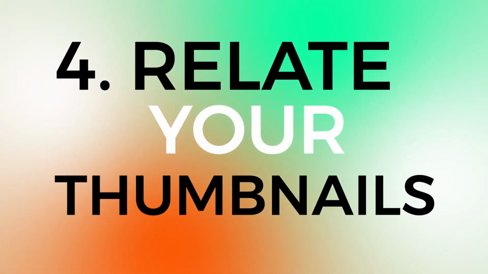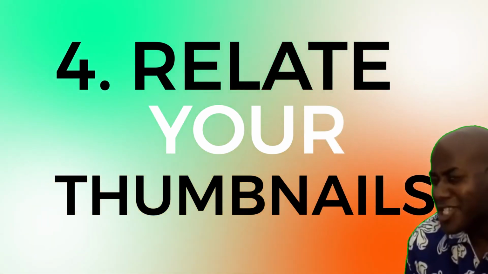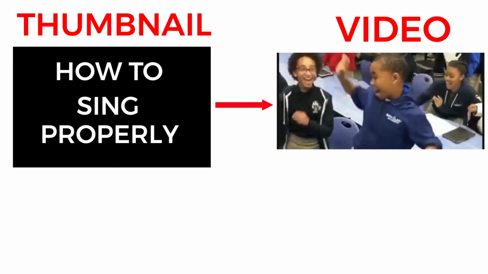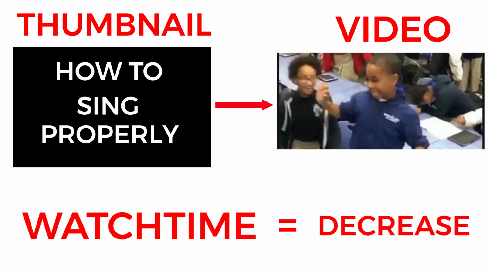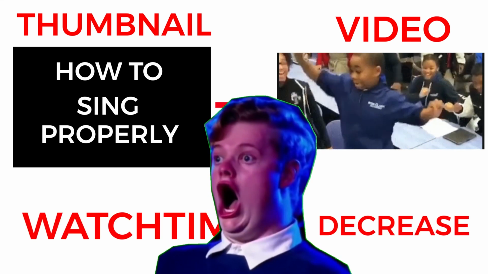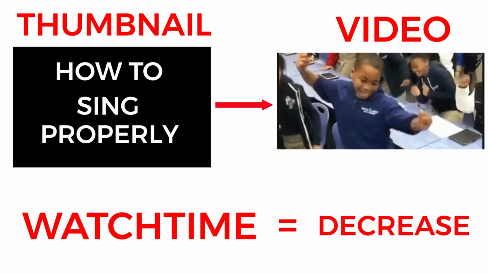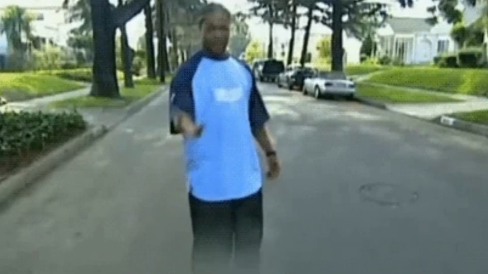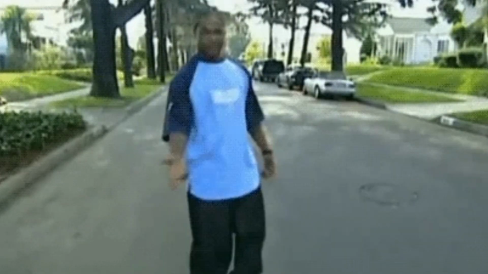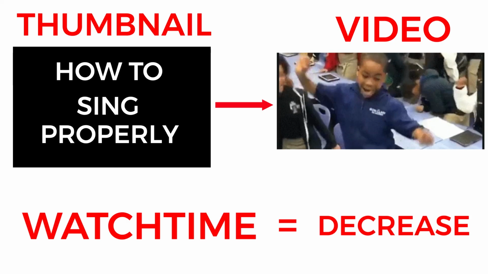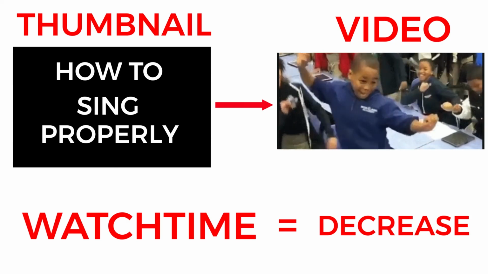Tip number 4. Make sure your thumbnail is related to your videos. Do not just clickbait the audience, because if you do this, your watch time is gonna decrease and it is going to be difficult for you to grow. And you also don't want the people to just click the thumbnail and they just leave a dislike to your videos. Make sure that you are delivering the content based on what the audience are expecting.